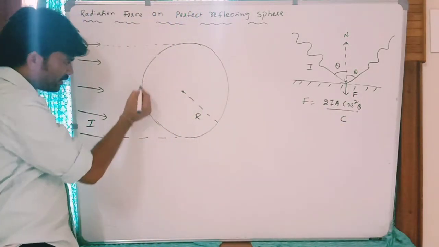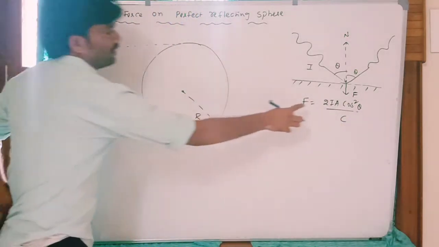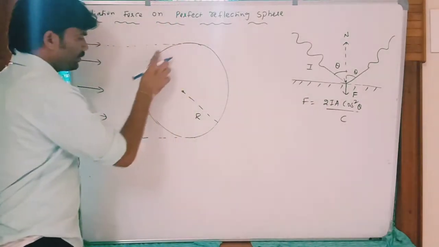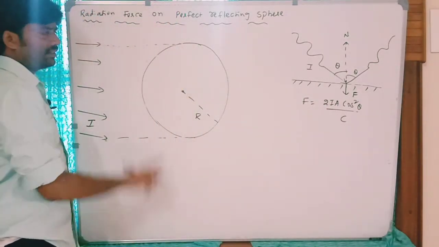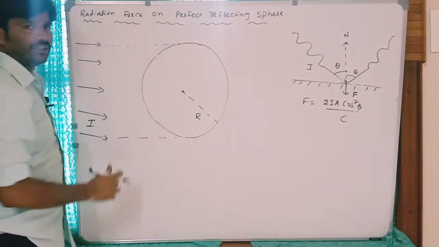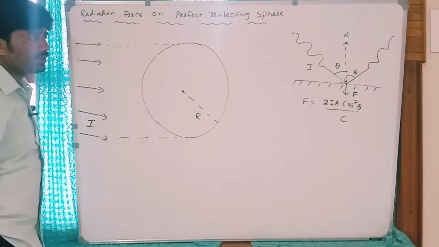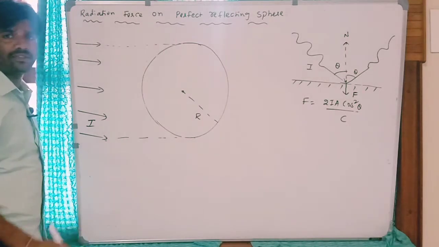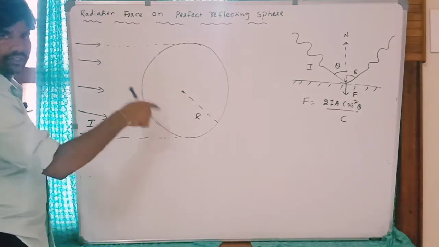That is why you cannot write F equal to 2IA cos square theta by C. We should not take this area as 2 pi r square, because theta is not the same for all the photons which are striking this surface. So that is why we should divide this sphere into small strips. So I am going to divide this.